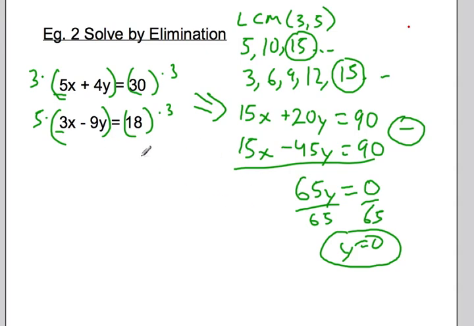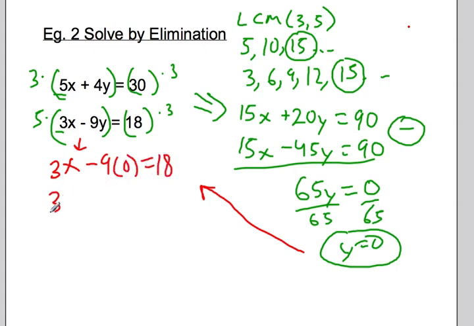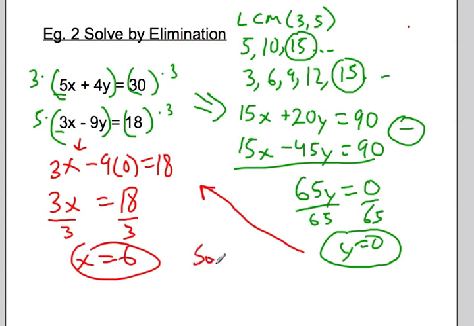So we can take either equation. I'm just going to take this bottom one here. So 3 times x minus 9 times 0 equals 18. And we have 3x equals 18, and just divide by 3. We get x equals 6. So our solution is 6, 0. That's our solution.